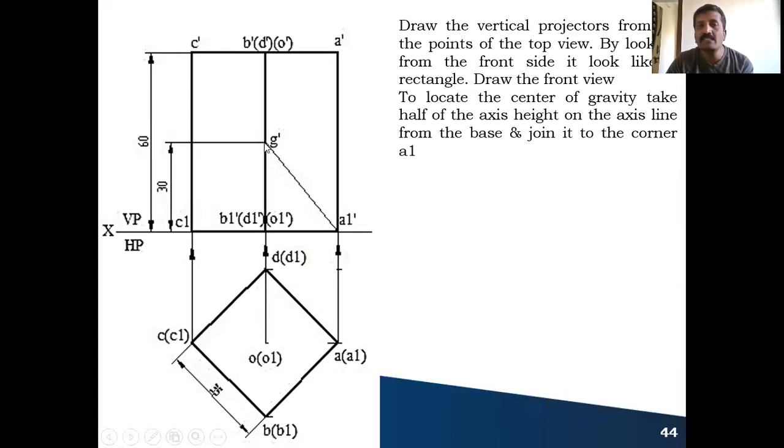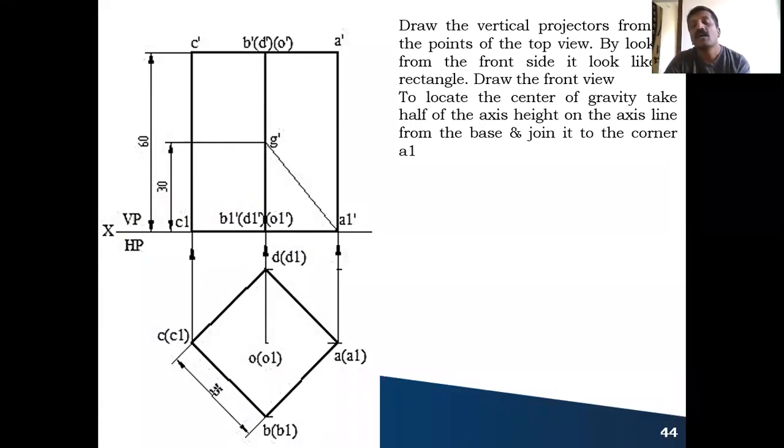Wherever it meets this axis line, that is your center of gravity, which I have marked as G dash. Once again, I'll repeat, for the prism, the center of gravity lies on the axis line only, exactly at the midpoint of the axis, that is half of the height of your axis line. So that is the center of gravity for any prism. I have taken half of 60, that is 30 millimeter, and drawn a horizontal line, and this is the axis line. So here I have located the center of gravity, that is G dash.